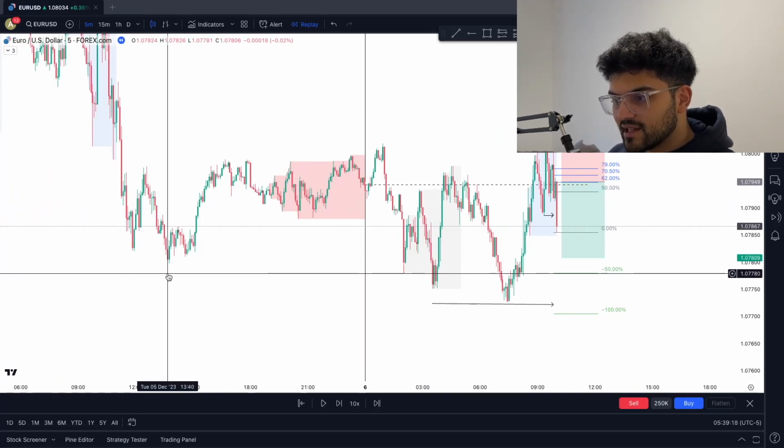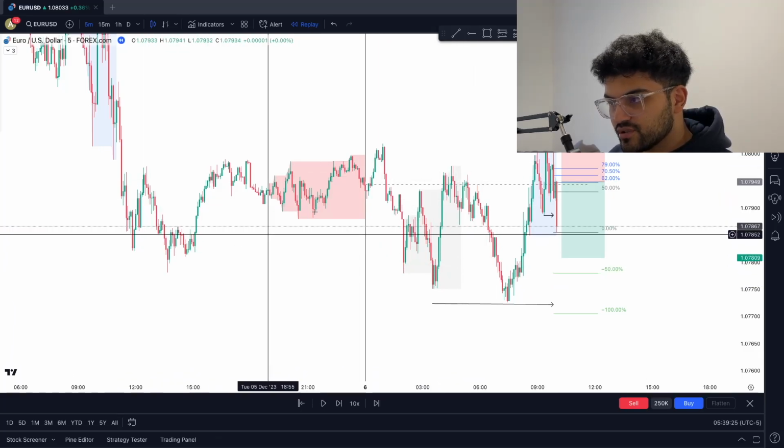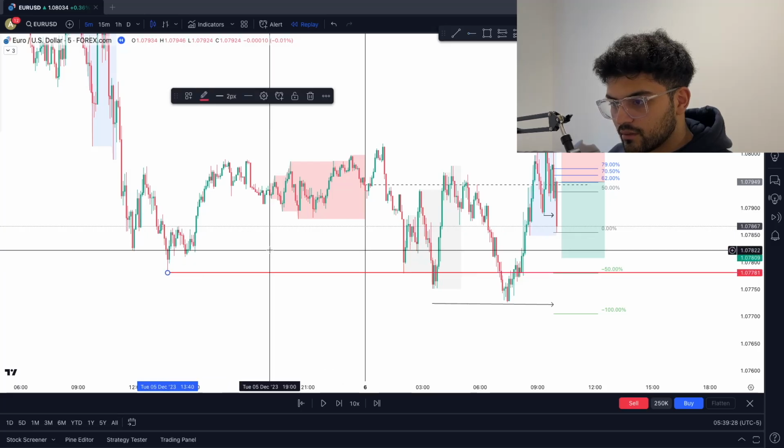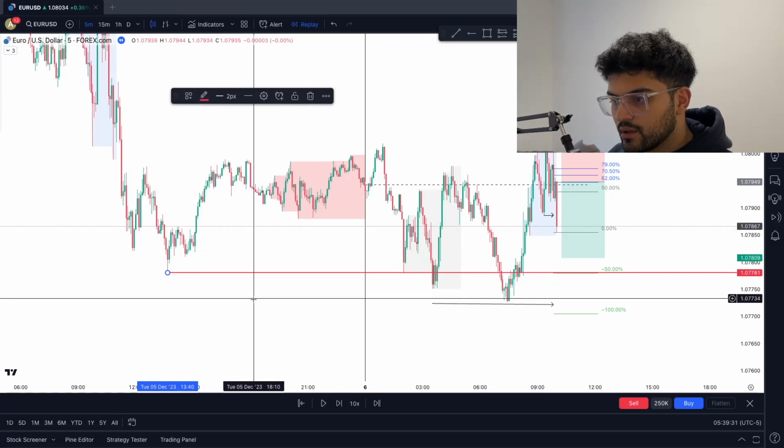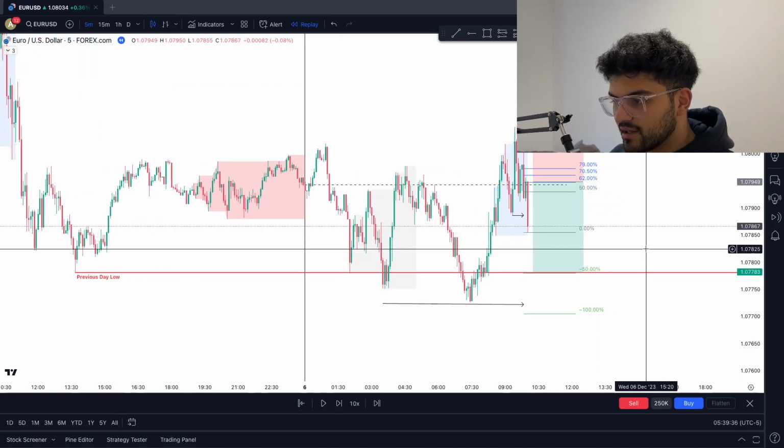And another thing is ICT says always target the previous day's low or high. So we're bearish right now. This was Wednesday. This was Tuesday's low. So you can mark that out right there, the previous day low right there. So you can target that, and it was around a 1 to 2. Aligns with that perfectly as well.